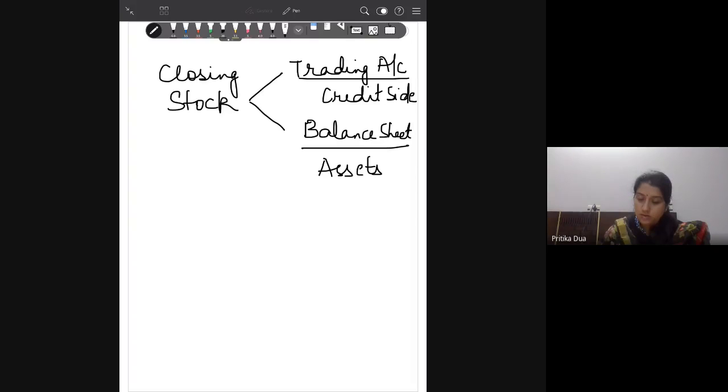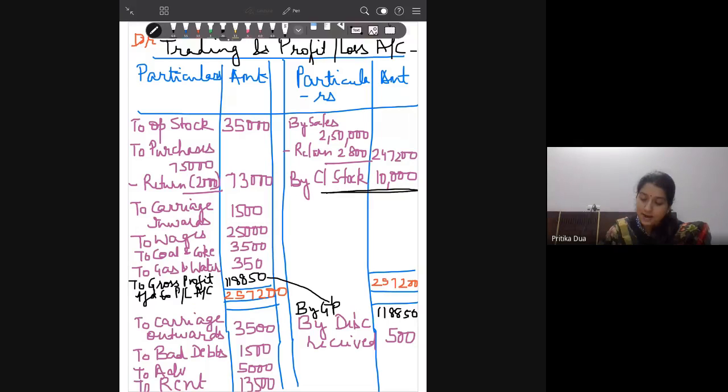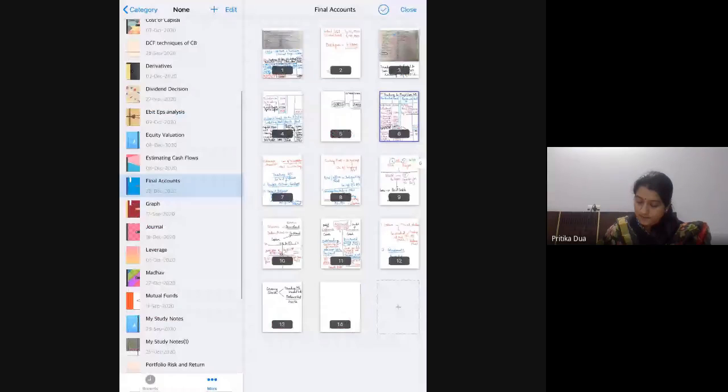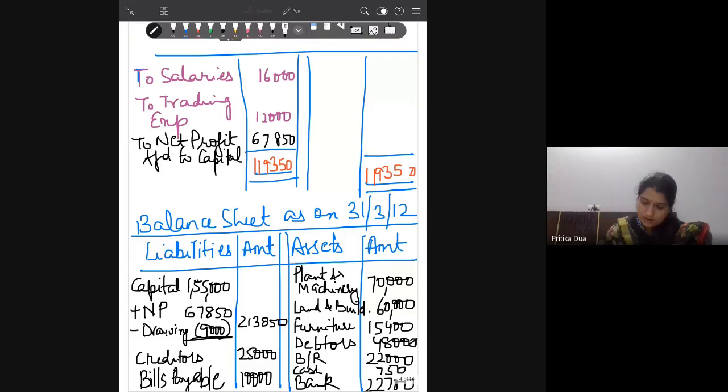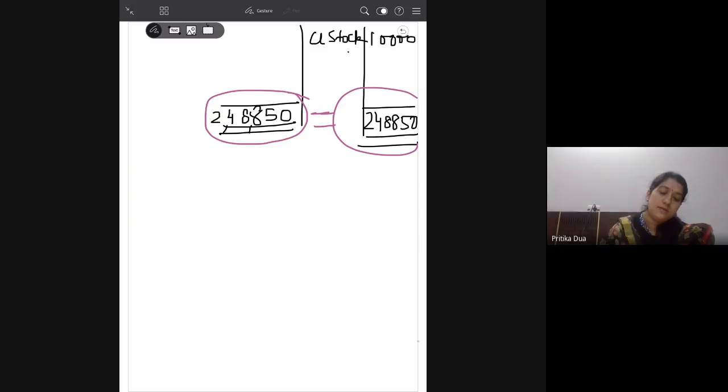which we did also, the closing stock appears here in the trading account on the right hand side, and then in the balance sheet. I think we continued with the balance sheet here, yes. So in the balance sheet, the closing stock appeared on the right hand side under the asset side also. So this is the first adjustment which we study under final accounts.